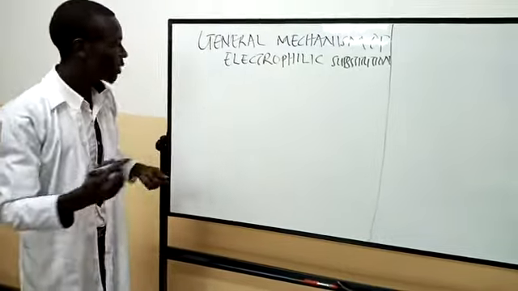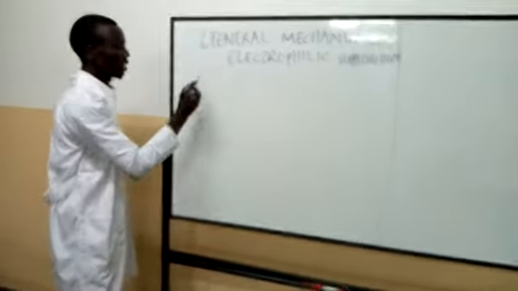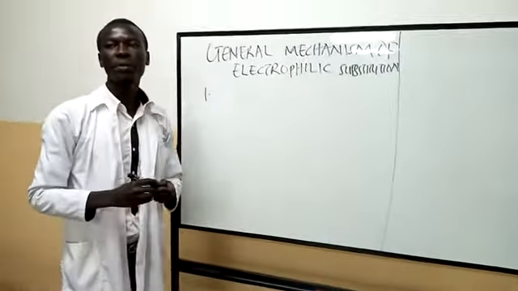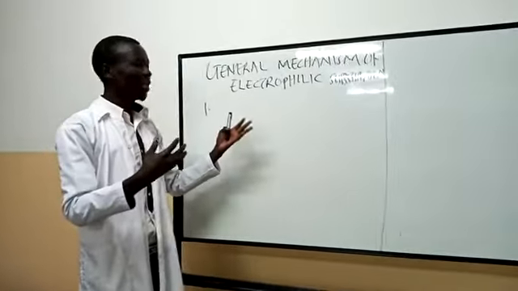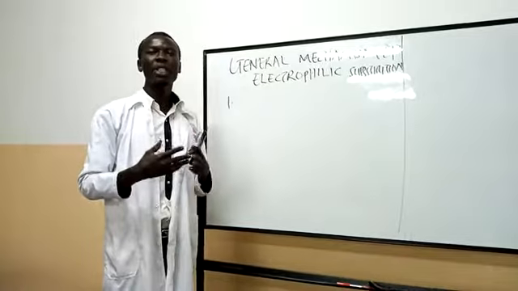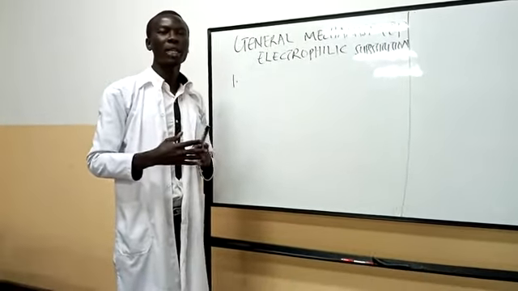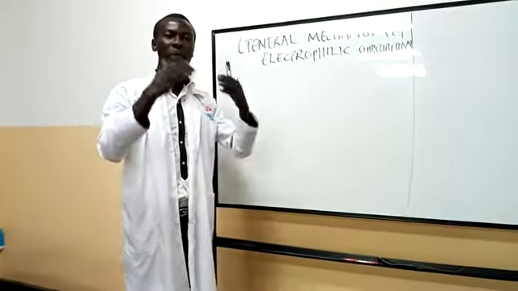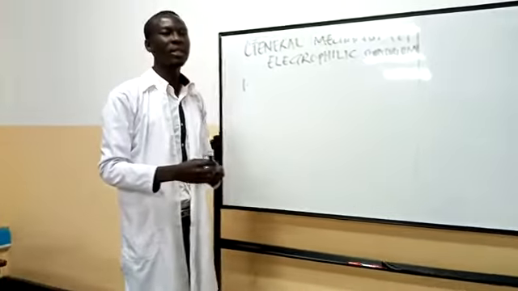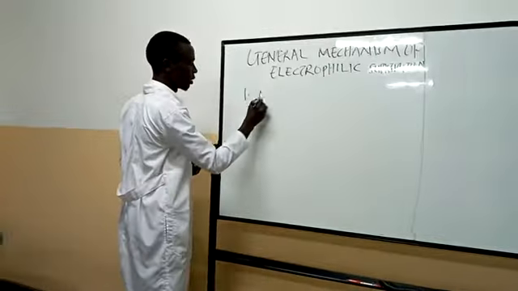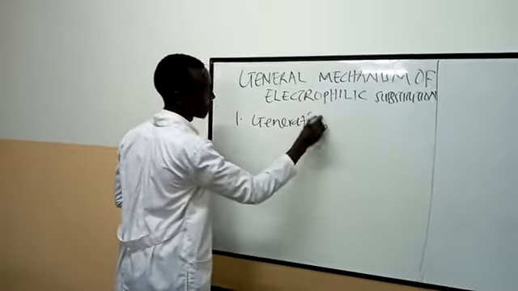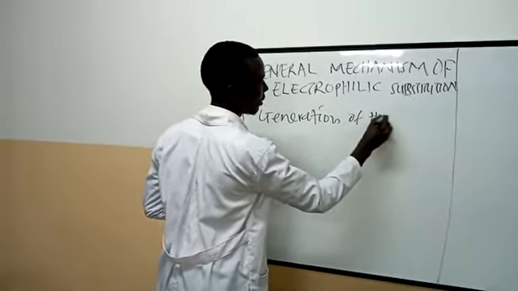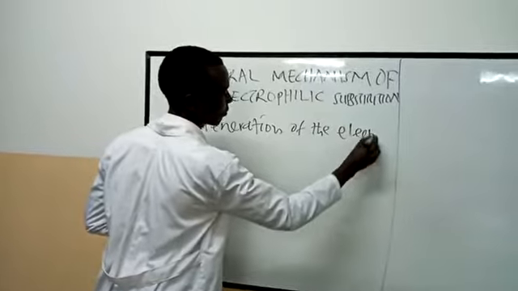The first step is called generation of the electrophile. So, we are saying that in electrophilic substitution, we replace a hydrogen atom by an electrophile. Therefore, we must have a step where we generate that electrophile.